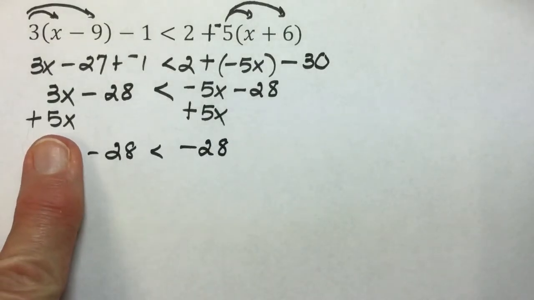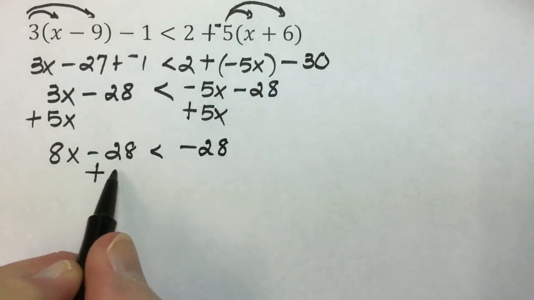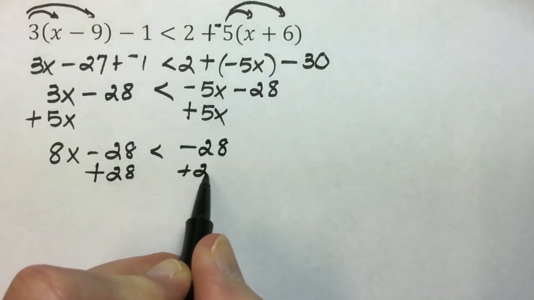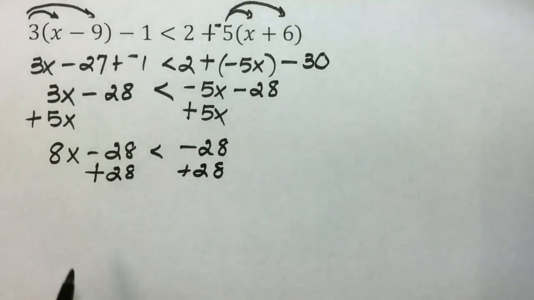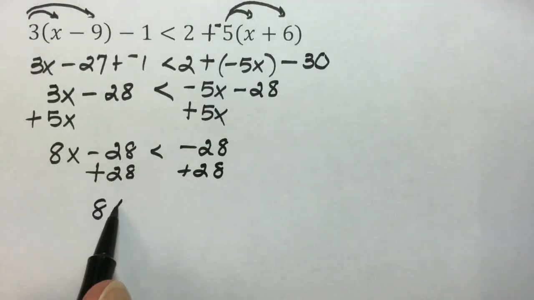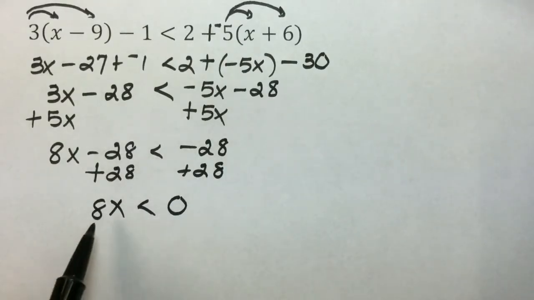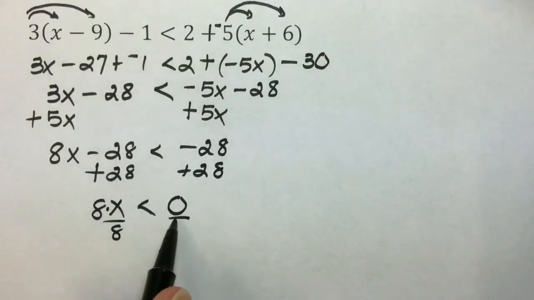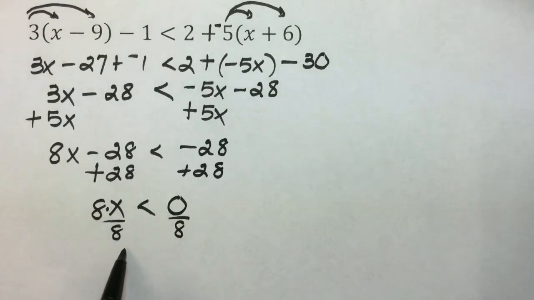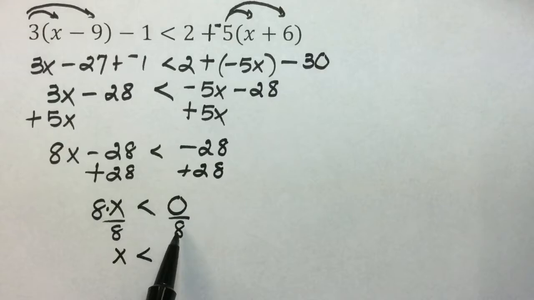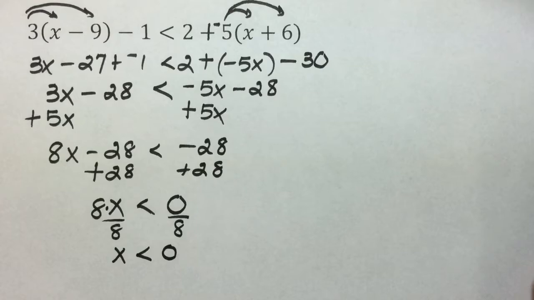Next, to get the variable by itself, to undo the subtraction, we'll add 28 to both sides. And the numbers don't disappear on the right. The left is 8x, but on the right, negative 28 plus 28 is 0. Continuing on, solving for x, we will divide both sides by 8, our final step, and since it's positive, we don't have to worry about changing the direction of the inequality. Simplifying, the 8's cancel out, leaving x, and 0 divided by 8 is 0. So our solution is x is less than 0.